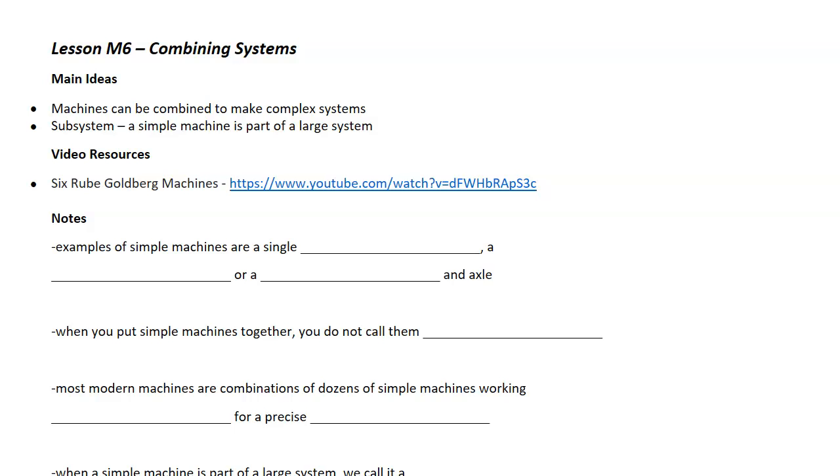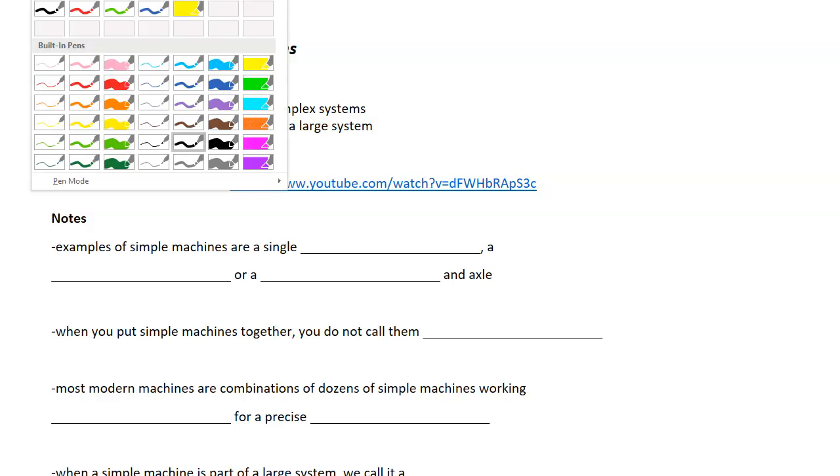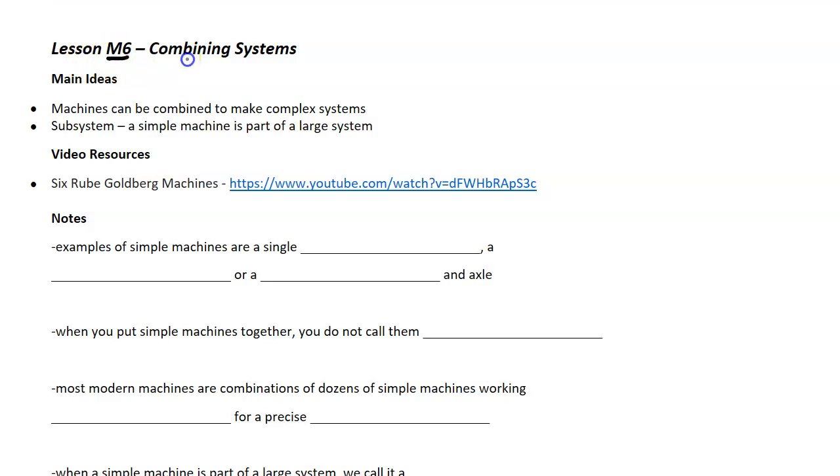Okay, hello grade 8s. This is lesson M6, combining systems. Just taking a look, and this is really just kind of putting things together that we've already learned.